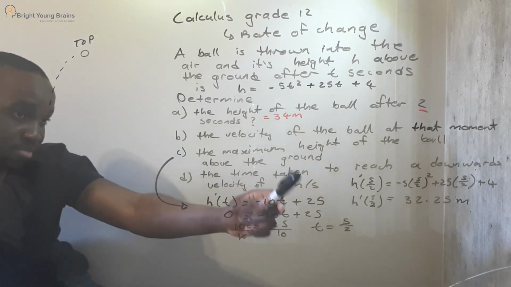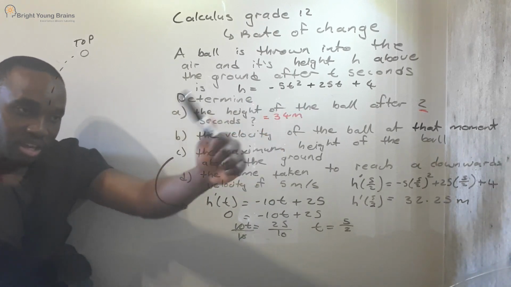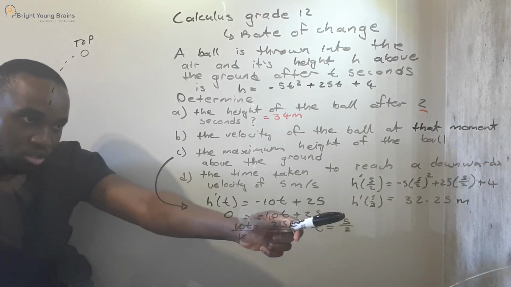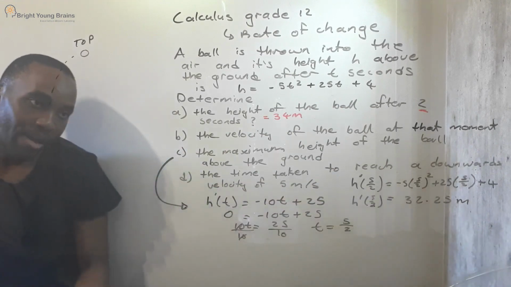So getting the maximum height, we said we need to differentiate our height equation once and equate it to 0. This is giving us the time when the maximum height is occurring. So that value for t, we then threw into our height equation, and then we have gotten our height there.